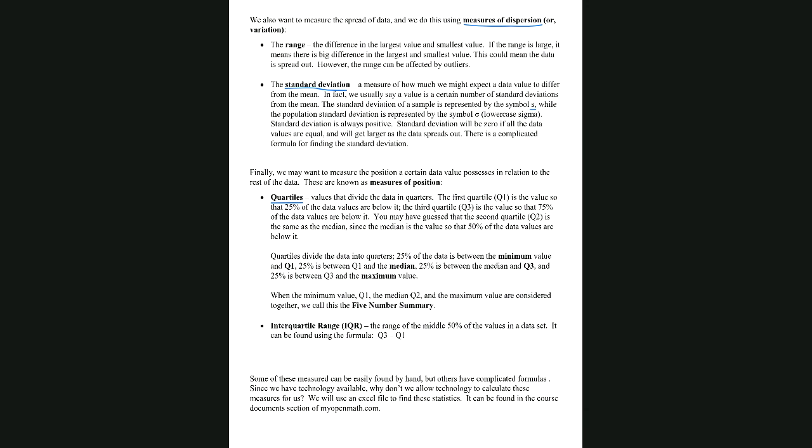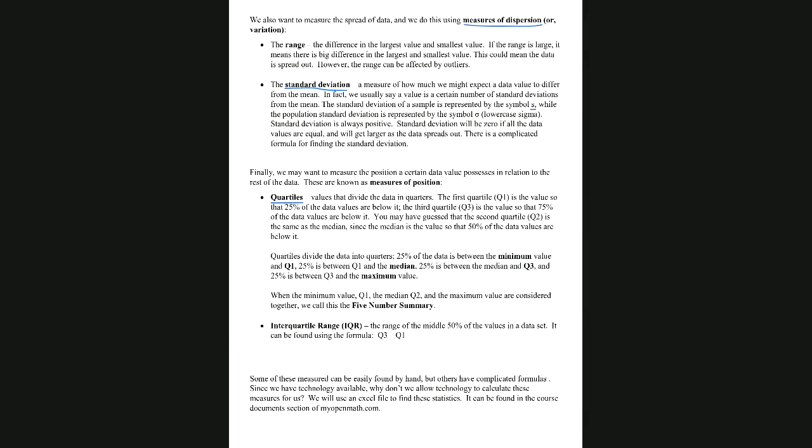So if you score in the first quartile, if the ACT results were given to you in quartiles, which they might be now, I don't know, but when I took the ACT, I was given a certain percentile that I scored at. Then that means 25% of the people scored your score or below.